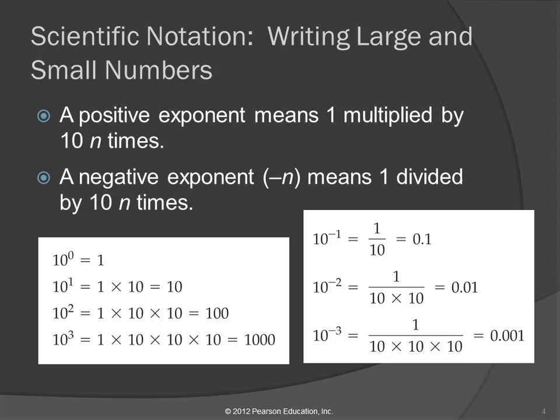If it's a positive exponent, it means that the 10 is multiplied by itself that many times. So 10 to the 0 is 10 multiplied by itself 0 times. Like, how does that work? Well, we'll skip that one because that one doesn't make much sense. 10 to the first power is 10 multiplied by itself one time. So, I'm sorry, it's 1 multiplied by 10, one time, so that's 10. 10 squared is 10 times 10. 10 cubed is 10 times 10 times 10.